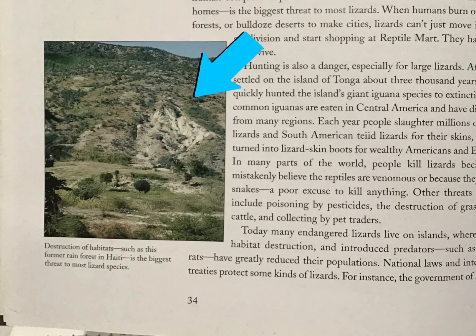Let's read the caption. Destruction of habitats such as this former rainforest in Haiti is the biggest threat to most lizard species. This goes along with the destruction of habitat from our first problem we identified. This visual is really helpful in enabling us to see what that looks like. Let's go to the next page and look at that text feature.